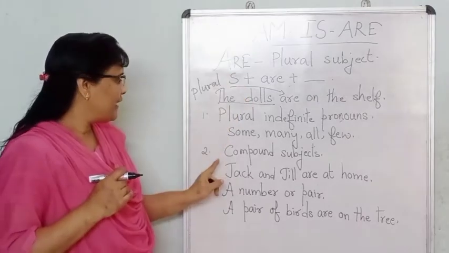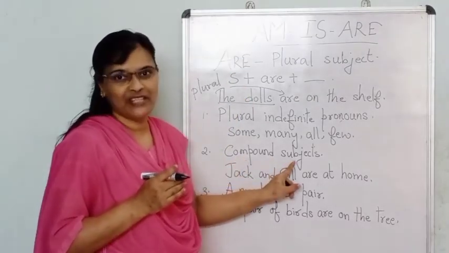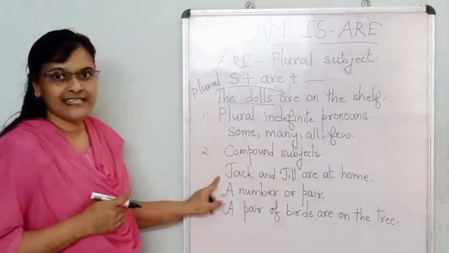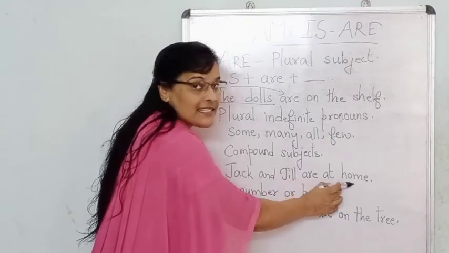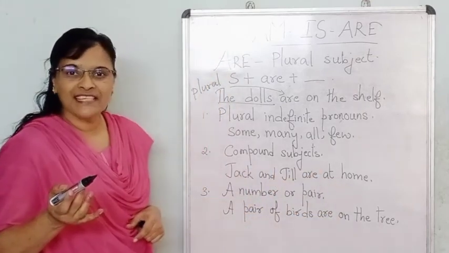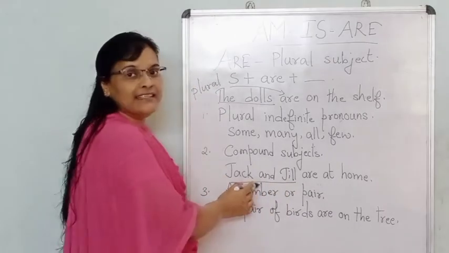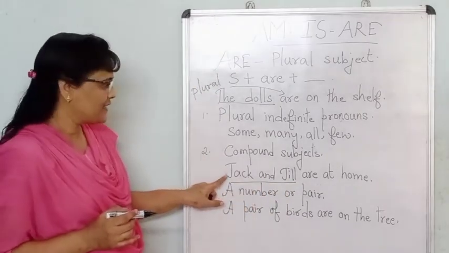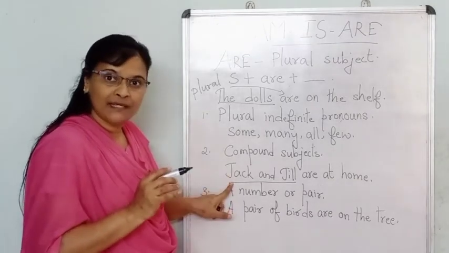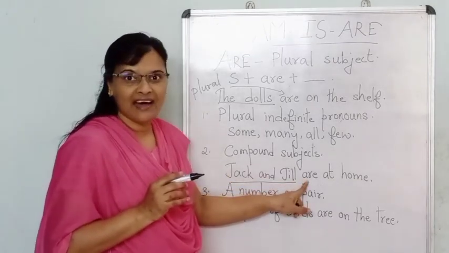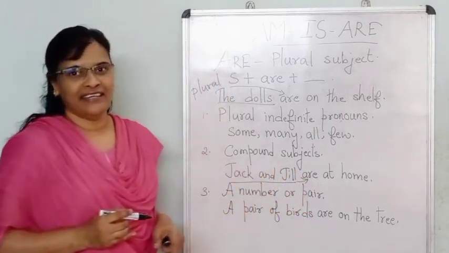Okay. Now, are is also used with compound subjects. Look at this example. Jack and Jill are at home. Which is the compound subject? Yes, Jack and Jill. This is a compound subject. And as we have a compound subject, as per the rule, we have to use are. And that's the reason why we have used are here.